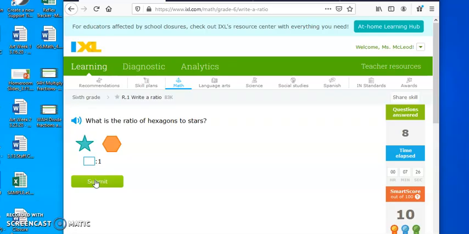Okay. Same thing here. We're going to do the same exact thing. What is the ratio of hexagons to stars? Well, hexagon should be our first number. Stars should be our second number. So we have 1 hexagon. We're going to put in 1. 1 to 1.